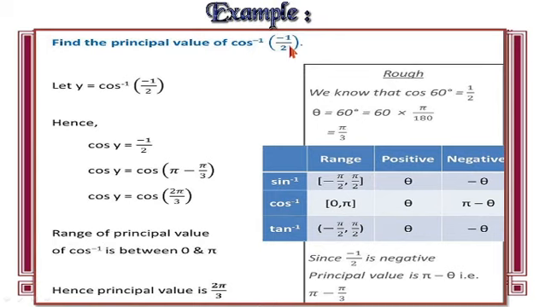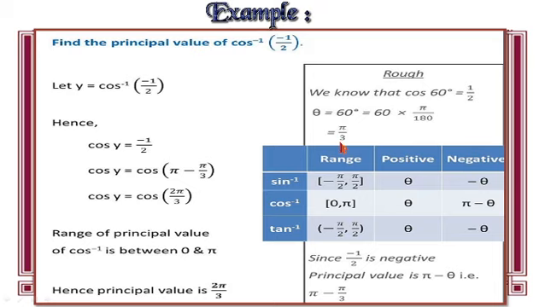Next is cos inverse of minus 1 by 2. Again, as per the given steps, assume it equal to y. Now cos y equals minus 1 by 2. First of all, ignore the sign and calculate the angle in radian. So it is pi by 3. Now the angle given is negative, so negative cos inverse and negative, it means the answer should be pi minus theta.